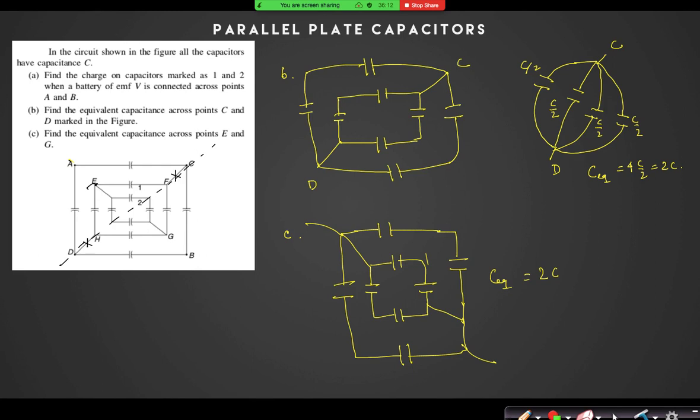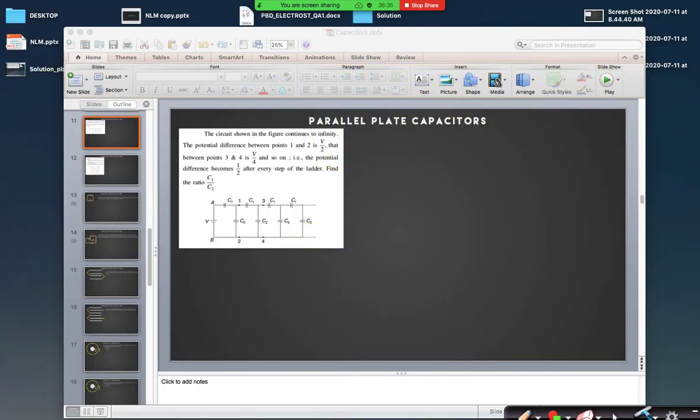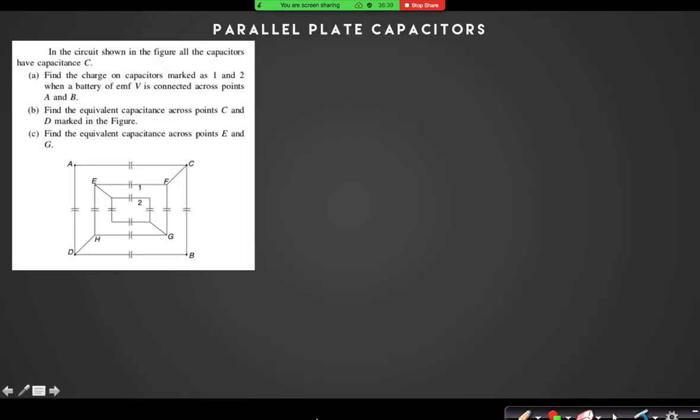Have you understood this solution? Yes, sir. Okay. Look, the questions are very easy if you can use symmetry. That is why we have studied current electricity earlier than capacitors. Although capacitors are a part of electrostatics only, we have studied current electricity, so that we can understand them in a better way.